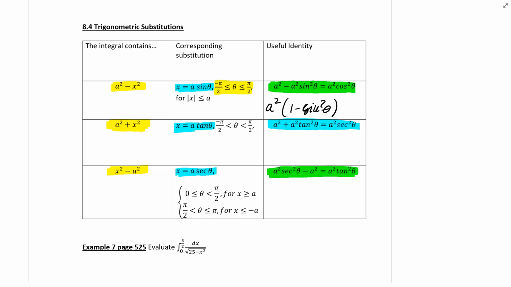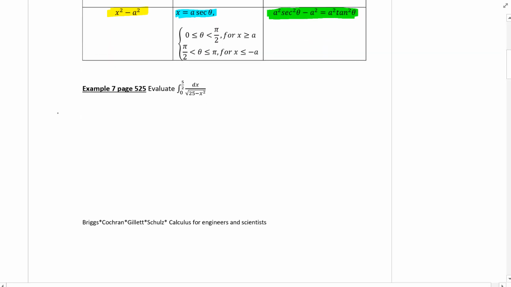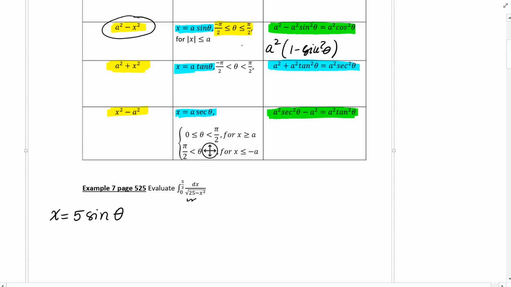So if we take a look at the examples that we see below, we have the integral from 0 to 5 over 2 of dx over square root of 25 minus x squared. So 25 minus x squared would be this term here. The integral contains a squared minus x squared, so we expect the substitution to be x equals a sine of theta. So let's begin. Let's say x equals, well, our a, because we have 25 here, is going to be 5 sine of theta, right? So a sine of theta.